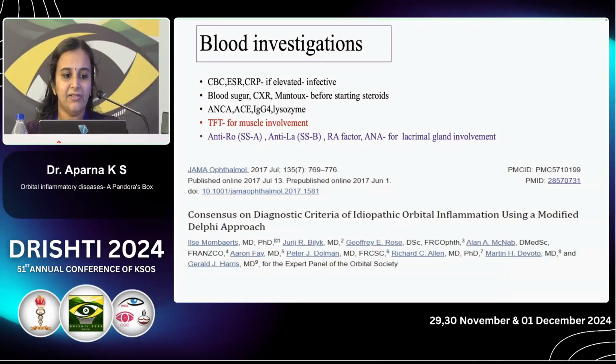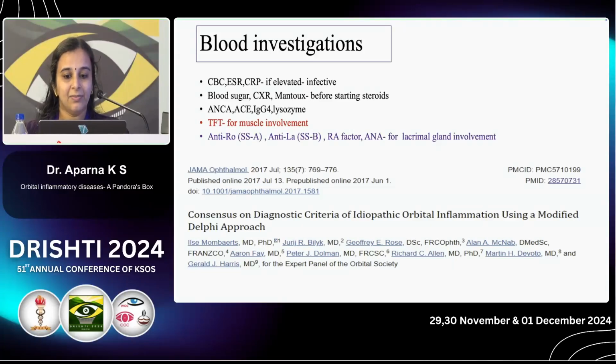If there is muscle involvement, we have to do a thyroid function test, because we know in thyroid eye disease there will be sparing of the tendon, but there are certain scenarios that can involve the tendon also in thyroid eye disease. So whenever there is muscle involvement, we have to send for TFT.